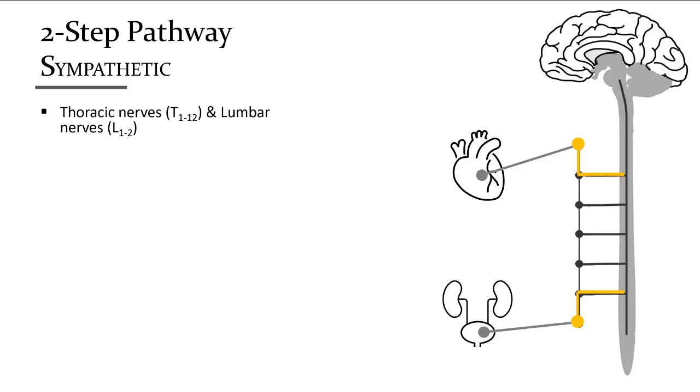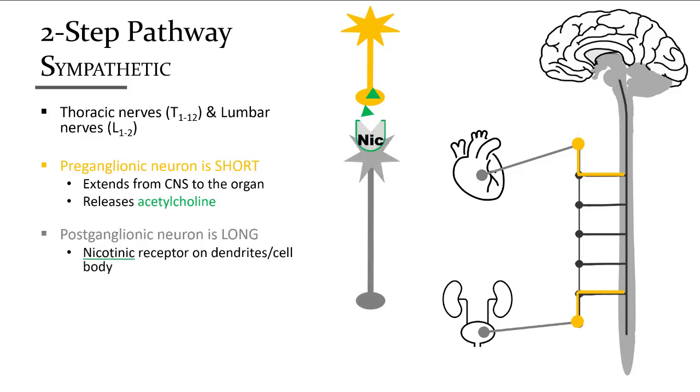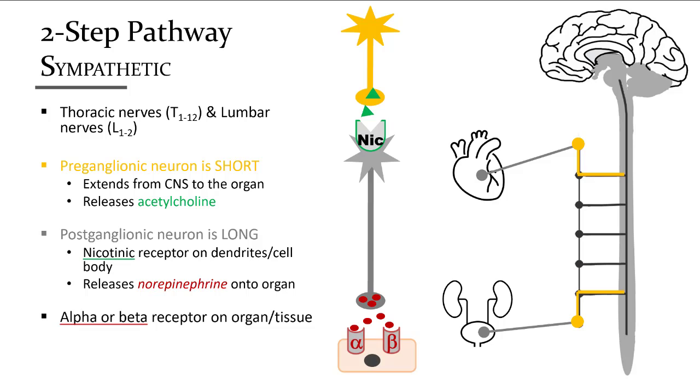We have our thoracolumbar nerves coming off the spinal cord to a chain ganglia. The preganglionic neuron coming off from the spinal cord to the chain ganglia is relatively short. It will release acetylcholine. That acetylcholine will then bind to a nicotinic receptor, activating that second neuron, and then ultimately releasing norepinephrine to an alpha or beta receptor at the organ or tissue itself.